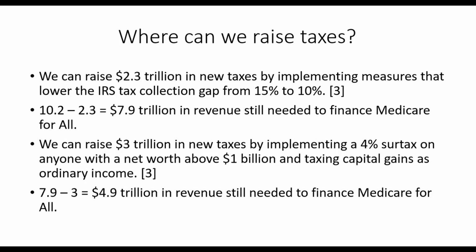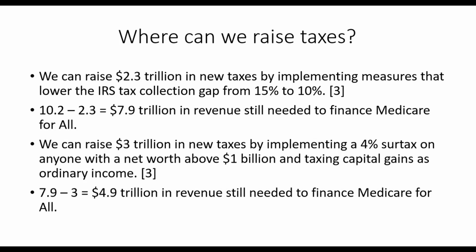We can raise $3 trillion in new taxes by implementing a 4% surtax on anyone with a net worth above $1 billion and taxing capital gains as ordinary income. Yes, to the 4% surtax. I mean, we need a wealth tax in this country. I mean, especially for billionaires like Jeff Bezos.